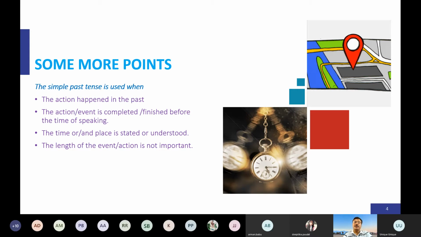Okay, the action happened in the past. The first primary thing is this: when the action takes place in past time, if there is a clear past time, simple past tense. The action or the event is completed, finished before the time of speaking. They are also simple past tense. The time or the place is stated or understood already, or the length of the event or action is not important. So there we use simple past tense. Okay, these are some situations with some points when the simple past tense is used.